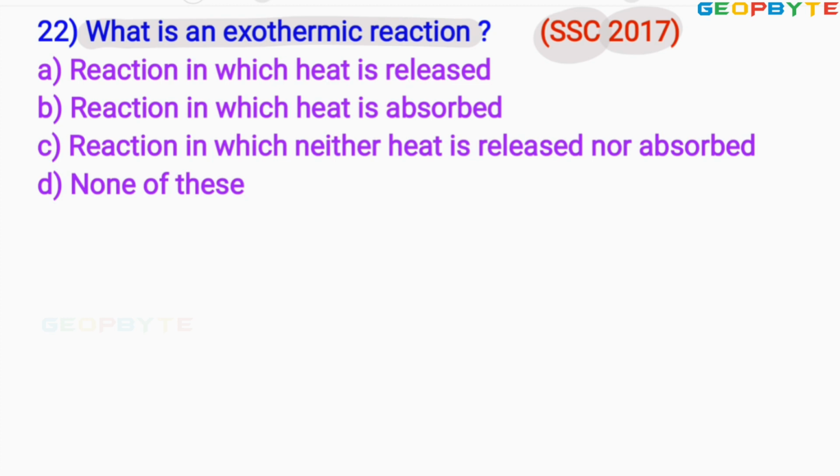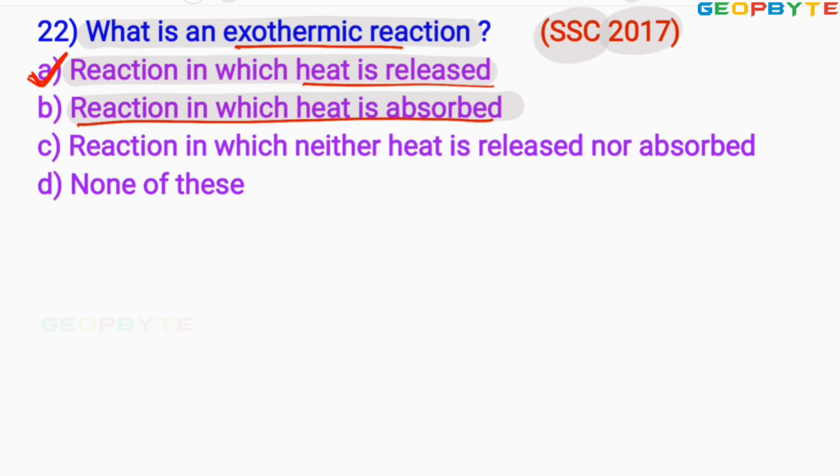Exothermic reaction is always releasing the heat, whereas endothermic reaction is absorbing the heat. Once again, endothermic reaction is absorbing the heat, whereas exothermic reaction is releasing the heat. Therefore, option A is absolutely correct.